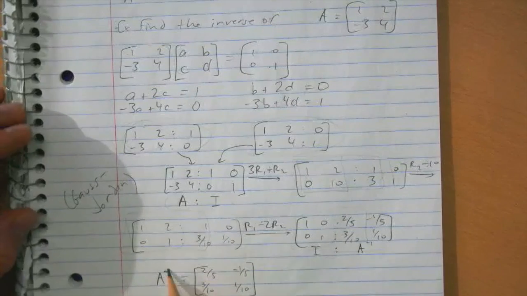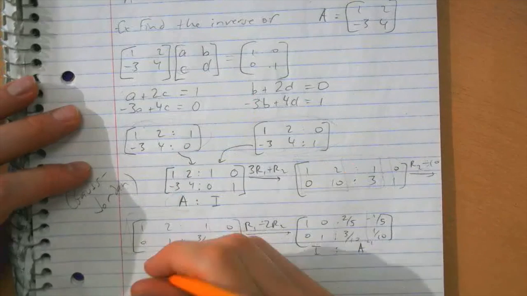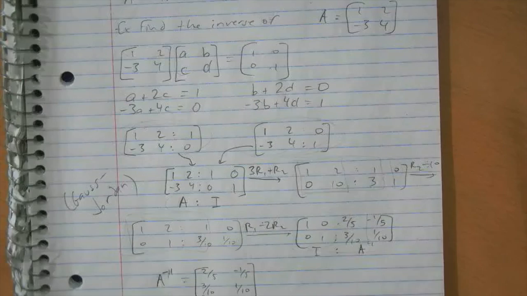And we can use that process on 2x2s, 3x3s, 7x7s if we want to. We won't do anything that big, but you can use this process to find the inverse of a matrix, a square matrix of whatever size you want.